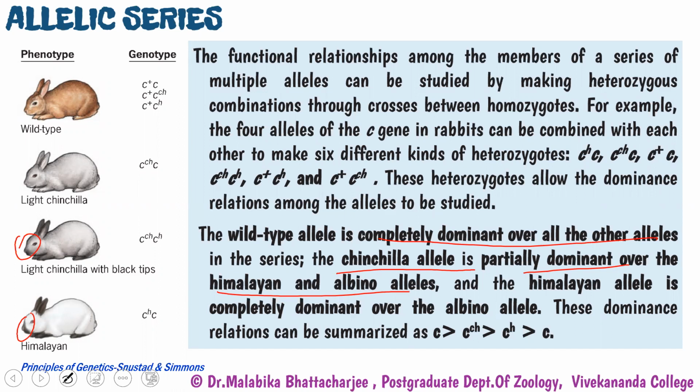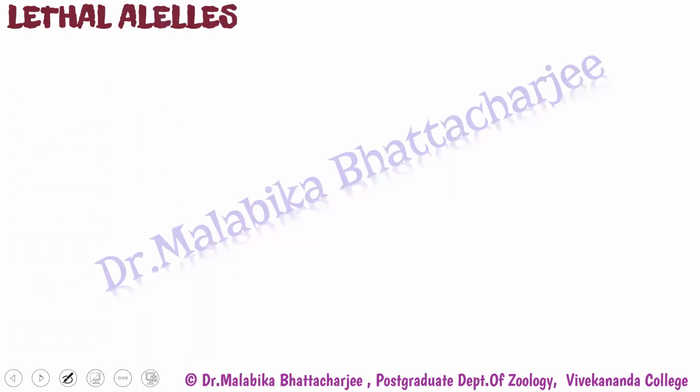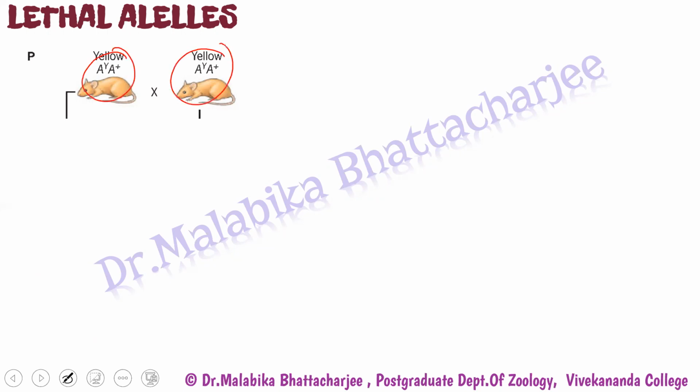There is one more concept on alleles I need to give before ending today, that is the lethal alleles. For example, let us look into these 2 moms. One is AY and the other is A plus. AY A plus is a heterozygous condition. Body color yellow. Now, what do we consider as lethal mutations? Mutations that interfere with necessary vital functions are called lethal mutations. And if there is a lethal mutation present in a homozygous condition, then that individual dies off.